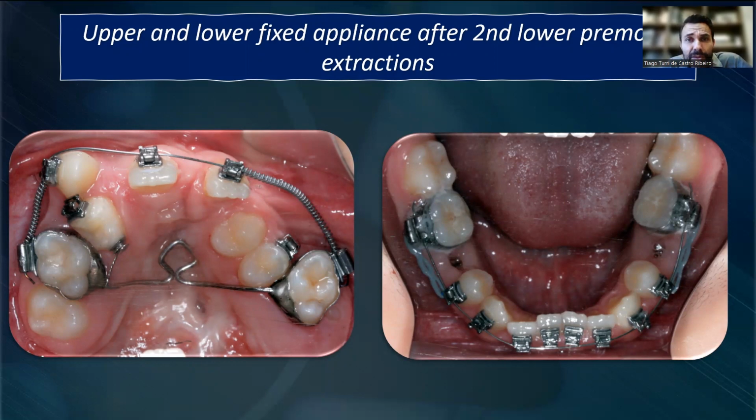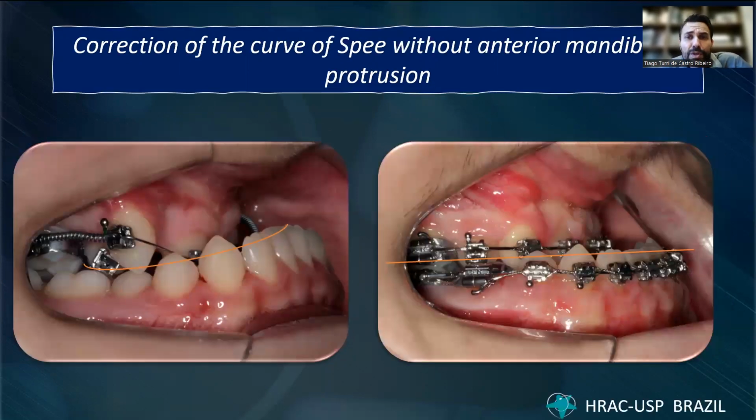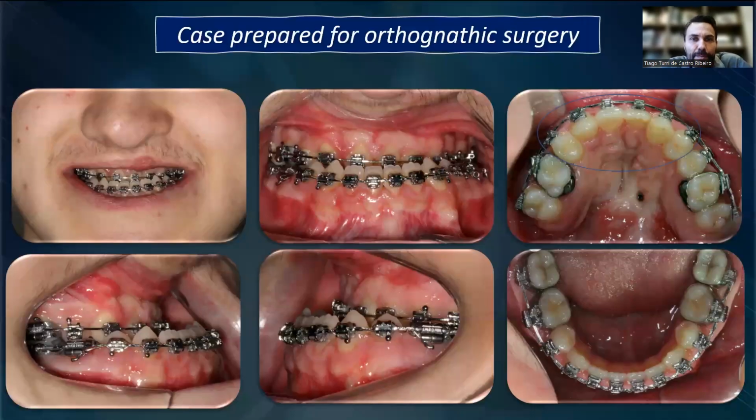Note that this approach allows a correction of the curve of Spee and the crowding without protruding the incisors and without increasing the lower arch perimeter. Here, the patient is ready for orthognathic surgery with the 6 anterior maxillary teeth in a good relationship of symmetry between the right and left sides, inside an ellipse, as I showed earlier.